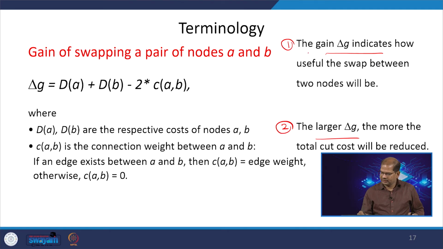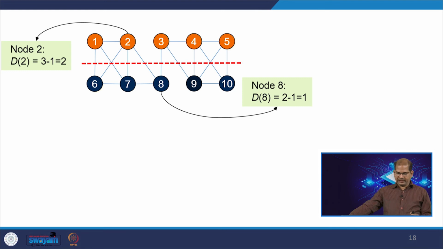The gain delta G indicates how beneficial it is to move a node from one partition to the other and, vice versa, take the other node from its partition to the first. If delta G is larger, your total cost will be reduced. So, I have considered two nodes here, 2 and 8. What is D of 2? It is how many edges are connected to node 2. I have 1, 2, 3 and 4. So, 4 lines are there.